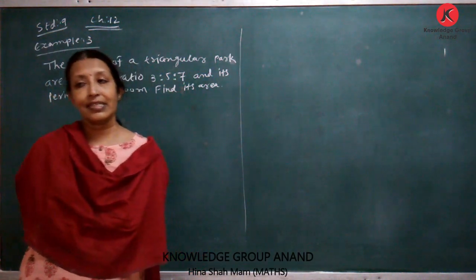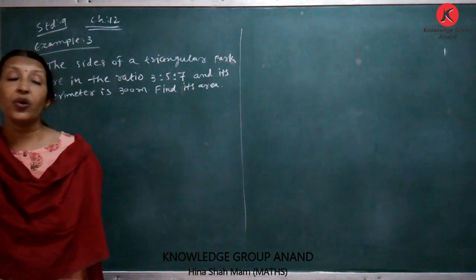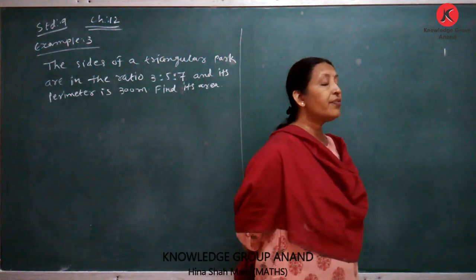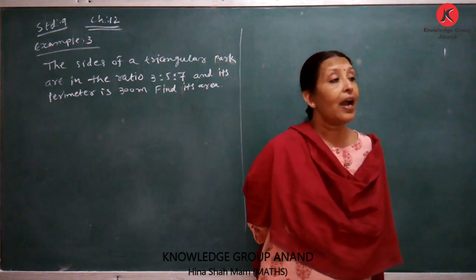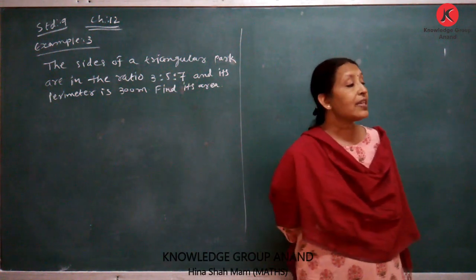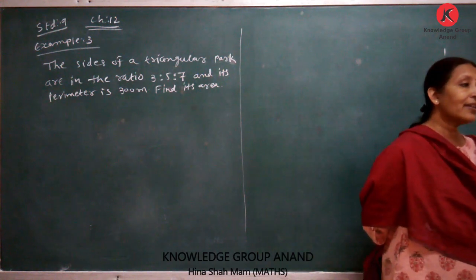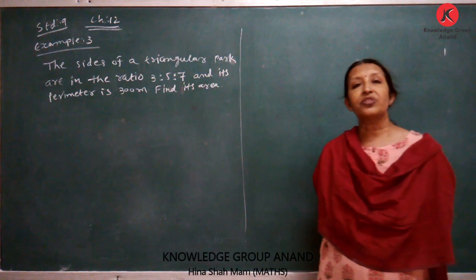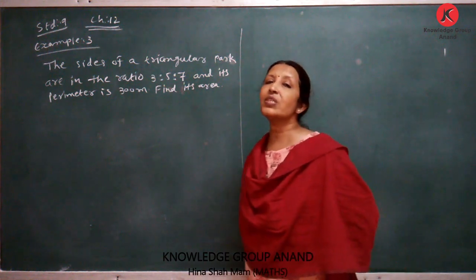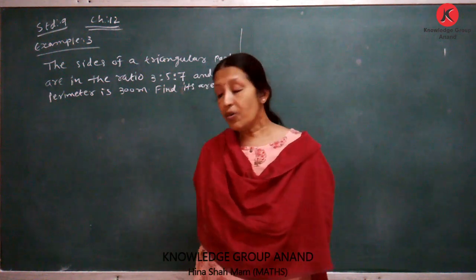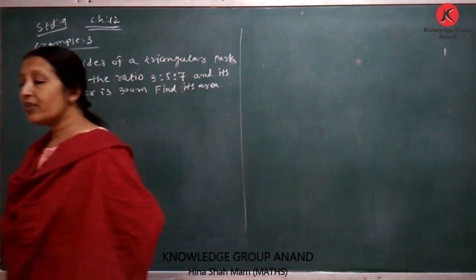We learned this in the last chapter. Then we learned another formula. Area of equilateral triangle. What is the area of an equilateral triangle? Yes, root 3 by 4 side square. Okay. Now, example number 3.